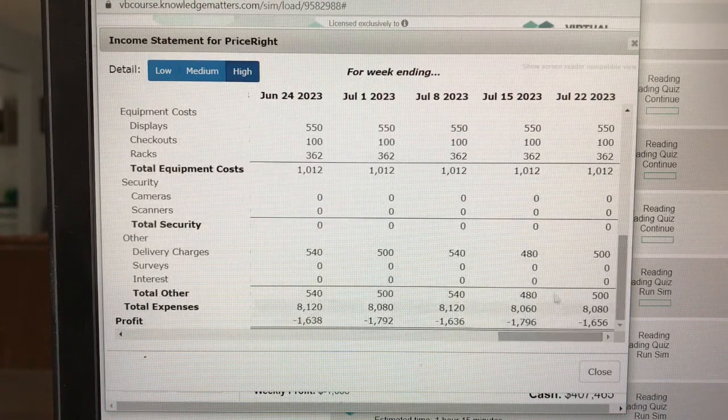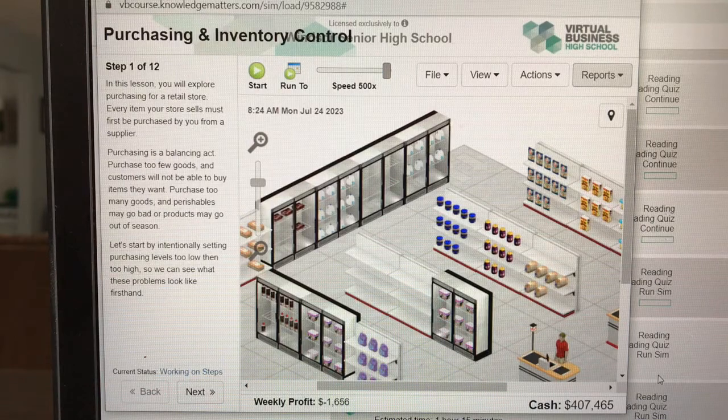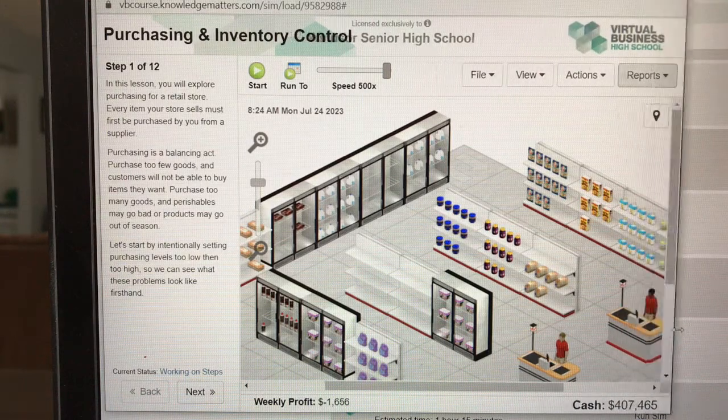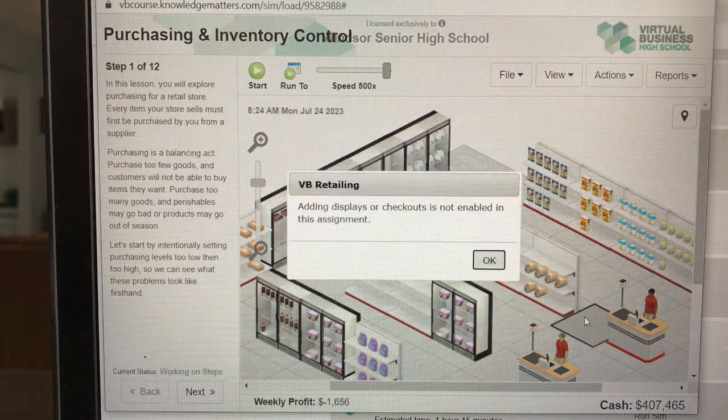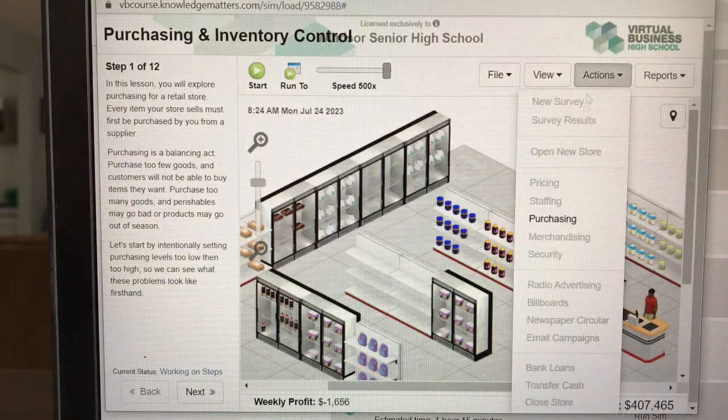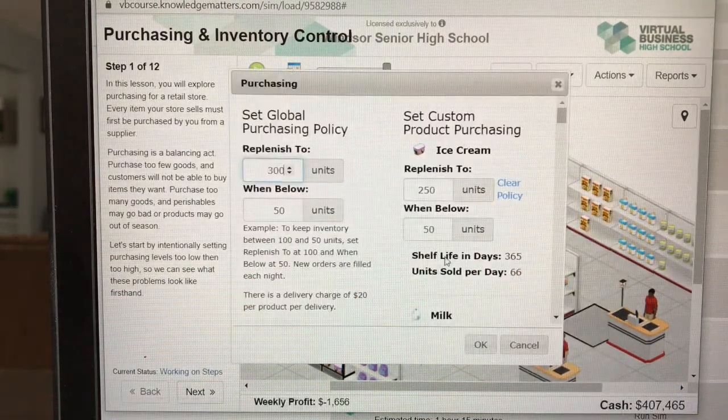Our delivery charges too are kind of a little bit high there, so we could try to figure that out a little bit. But yeah, your goal is to make a profit, okay? And so you've got to figure out what's going to be the best ordering there, okay? Can I order more units? Let's see. Let's go to purchasing.